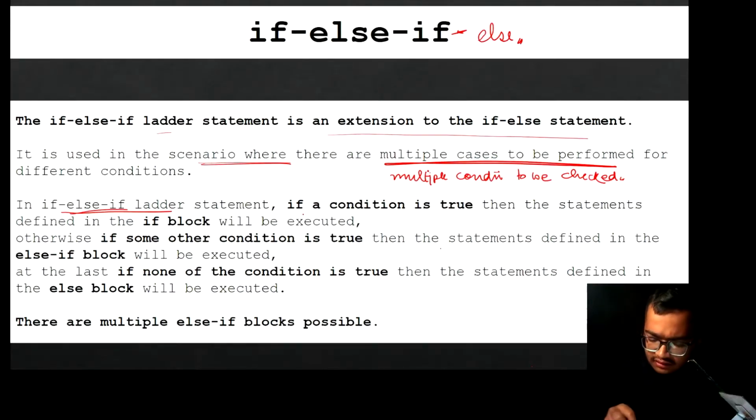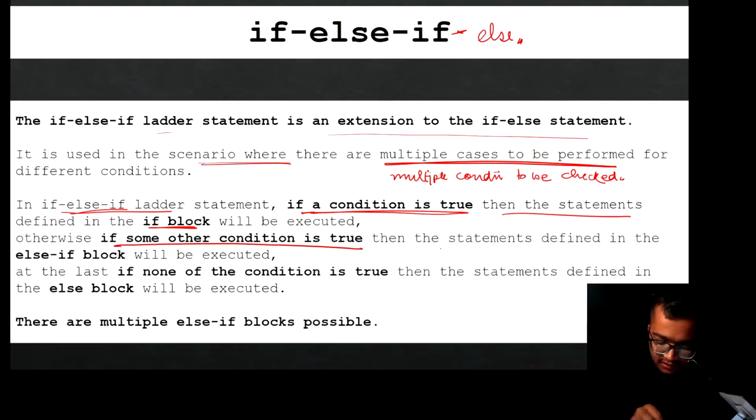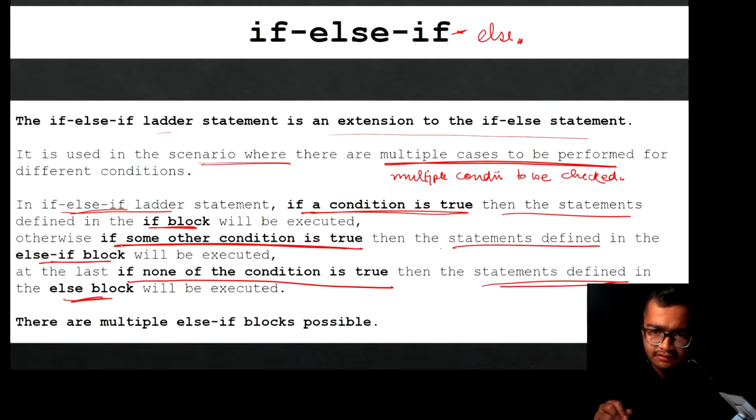In if else ladder, if has a condition always. If a condition is true, then statements defined in if block will be executed. If the condition of if block is not true, then if some other condition is true, then the statement defined in the else if block will be executed. There is another condition, so that block will be executed if that is true. And if none of the conditions are true, the statements defined in else block will be executed. There are multiple if blocks possible. So let's understand the syntax now.